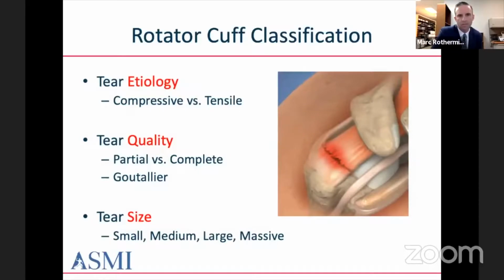So in terms of classifying rotator cuff injuries, there's a few different ways to do it, and it's important to be fluent in all of these different classification systems. We talk about the etiology of tears, whether it's a compressive or a tensile type tear. We'll talk a little bit about tear quality, both partial thickness and the complete retracted tears. We'll talk about the Gutalier classification. It's a classically tested and clinically relevant classification in terms of deciding the best treatment course for a patient. And then obviously tear size to be able to determine and be consistent with tears that are small, medium, large, or massive. And we'll talk about the differences in that.